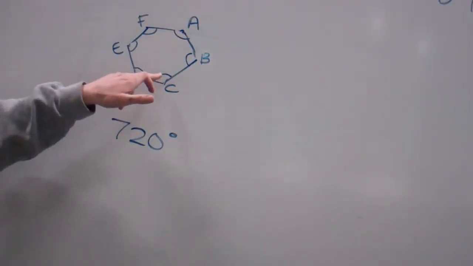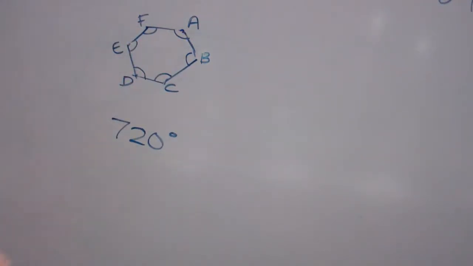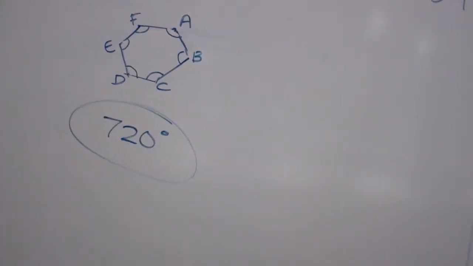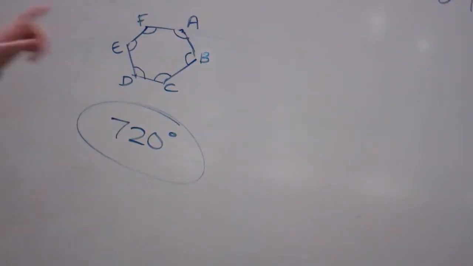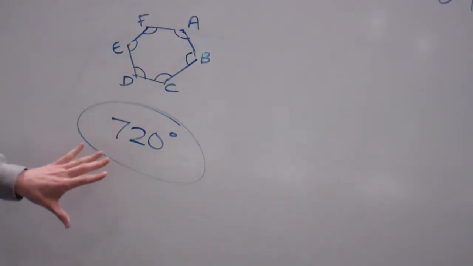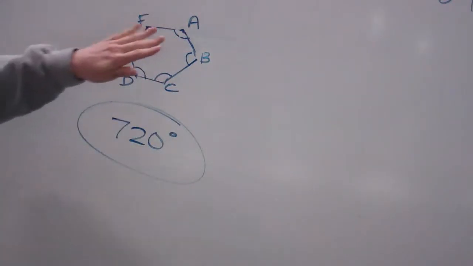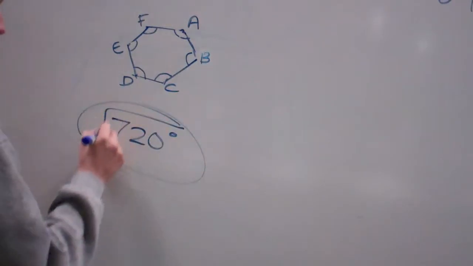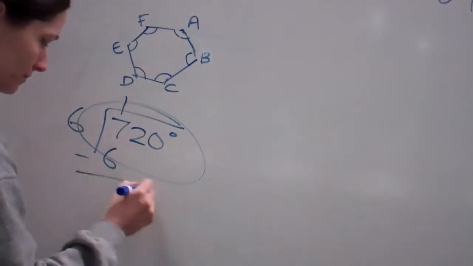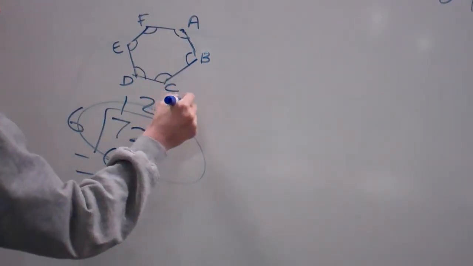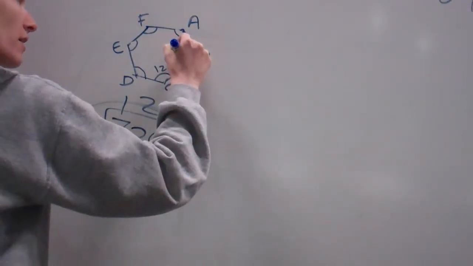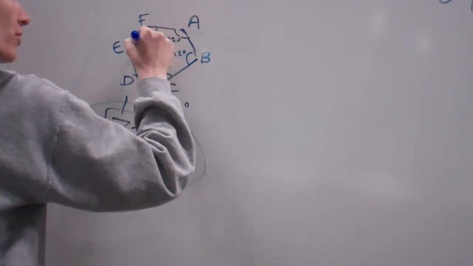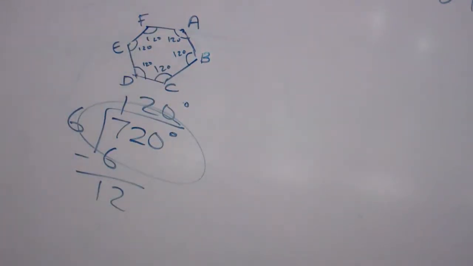Okay, how do I figure out what each angle is if I know the total is 720? Divided by 6. Very good, Lane. So because we have 6 angles, and we know that the total inside, because we did diagonals, we broke it up equal to 720. So when I do that, I end up getting 120 degrees. 120 degrees. So each of these is going to equal 120. Okay? So everybody see how we did that? How we discovered it? Yes. Okay.